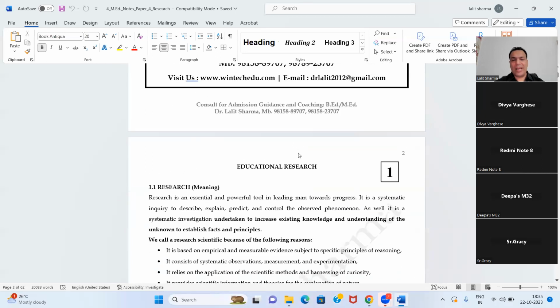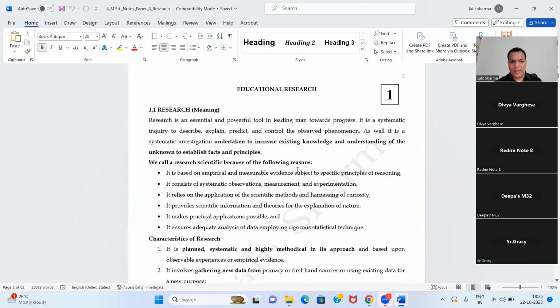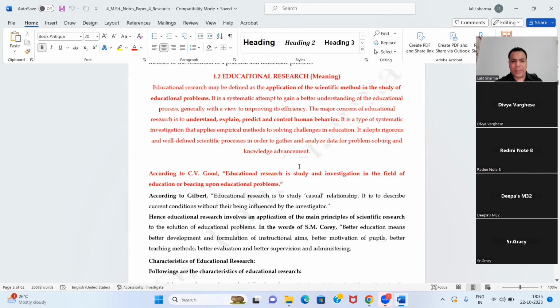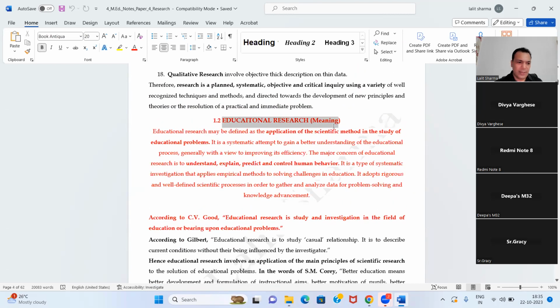Educational research: first is research, then educational research. This is 62 pages, all the 2 units, 62 pages I have given to you. So please learn it, because I can take a test after 15 or 20 days of these 2 units. Please learn it because this is a new paper for you. Other papers are easy papers.